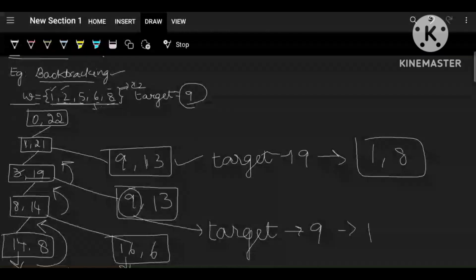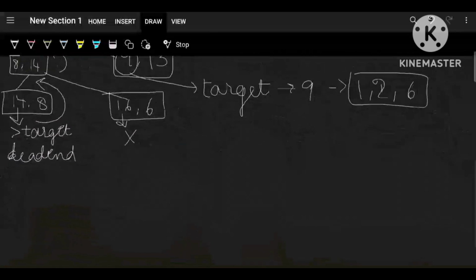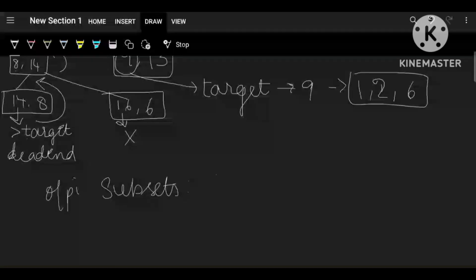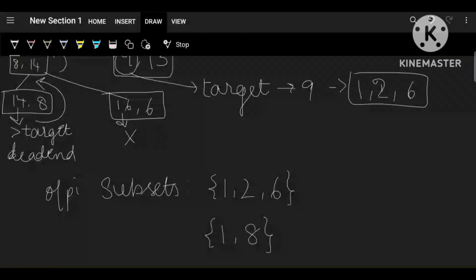Here we took 1, 2 and 6 to reach 9. So the subsets are, this is the output that we get. Subsets are 1, 2, 6 and 1, 8, which sum up to the target.